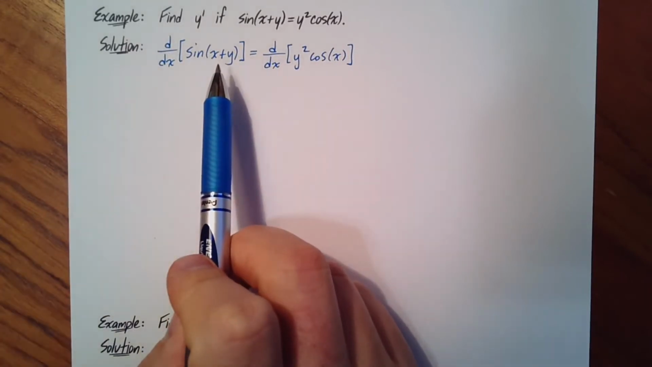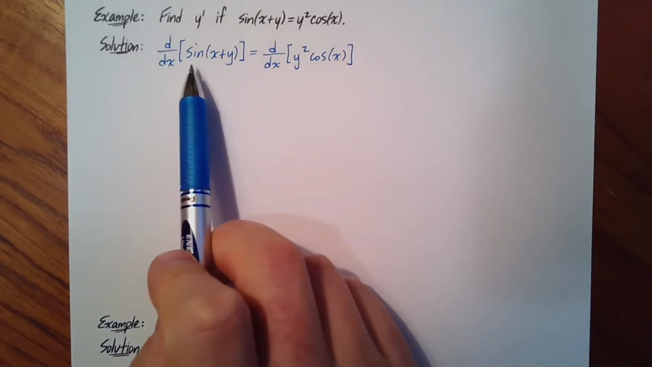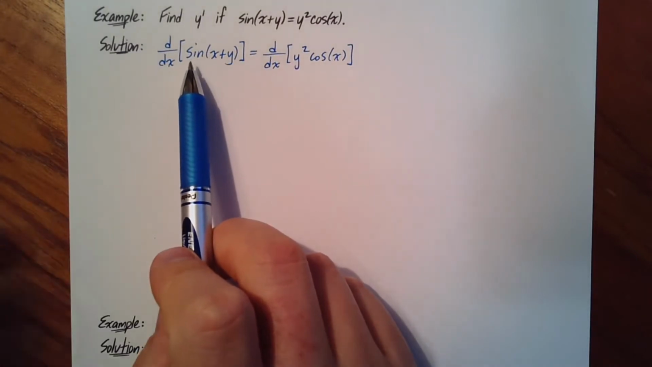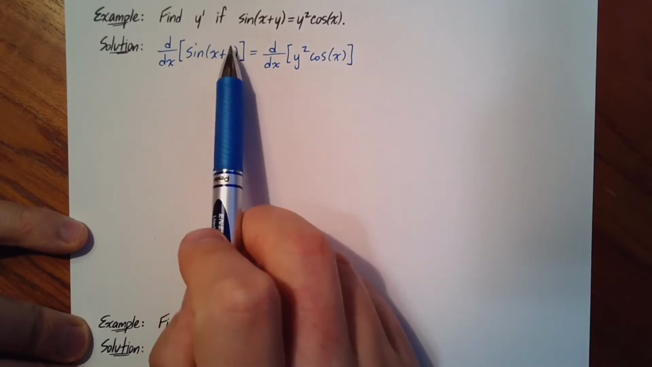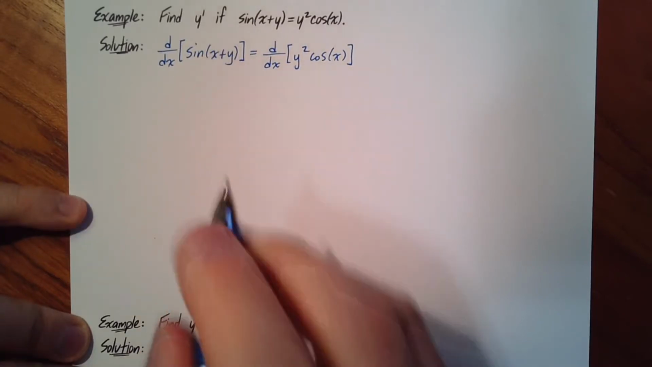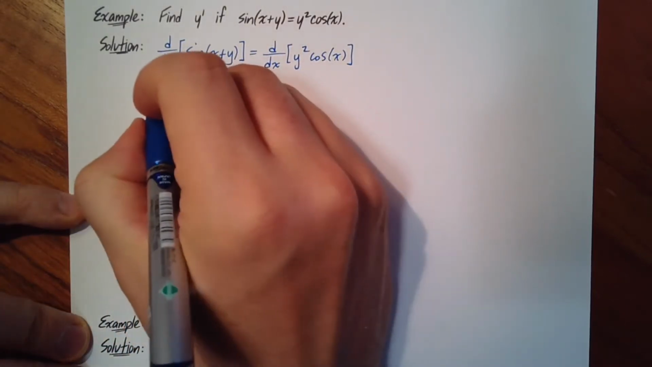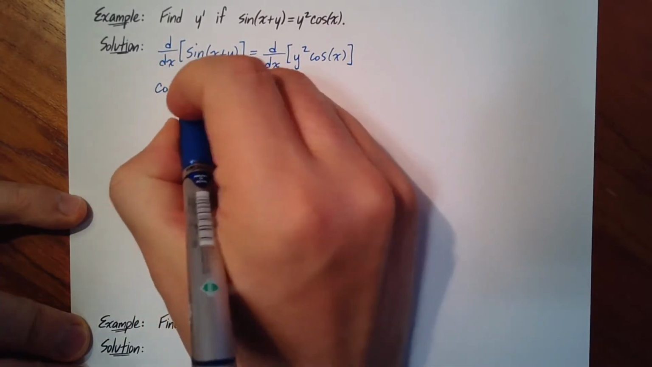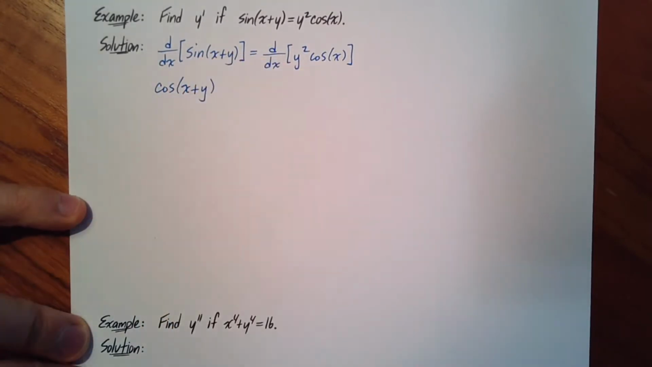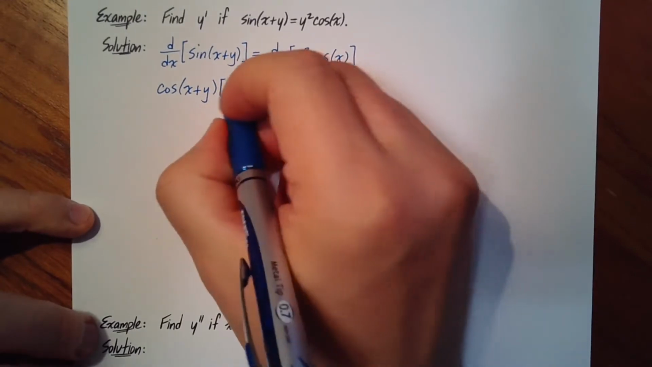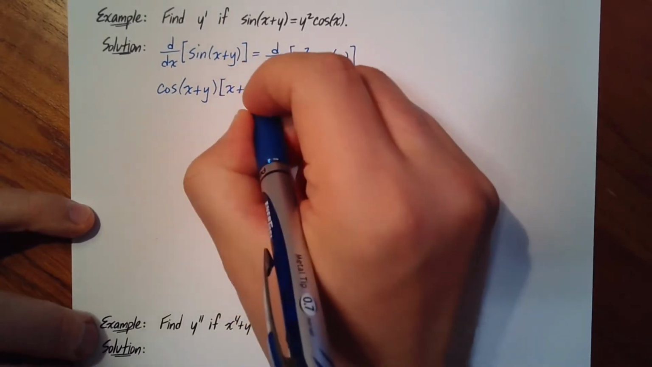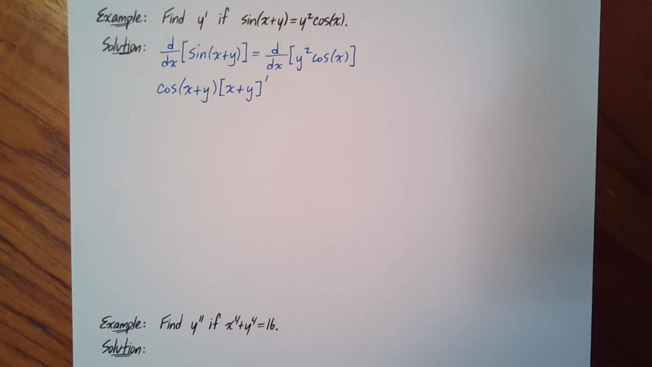So what's the outside function here? The outside function is sine. So that's the one we're going to differentiate first, and we'll leave the rest to the chain rule. So what's our inside function? Our inside function is x plus y. So our derivative is going to be cosine of x plus y. So leave the inside function alone, but we differentiated the outside function, right? But then I have to multiply by the derivative of the inside function. So I have to multiply by the derivative of x plus y. Okay, so that's the chain rule applied to the left-hand side.